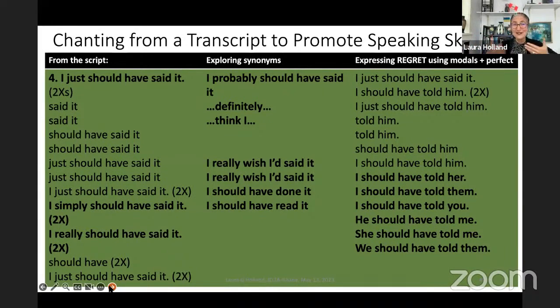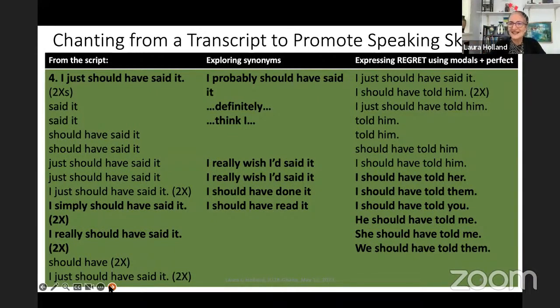Okay, so we're using the chanting format now to explore all these different grammatical forms that are really, really tricky for our students to pronounce. But they don't have to think about the grammar. They're just following the grammar. They're just saying it, so it helps it kind of get in there.